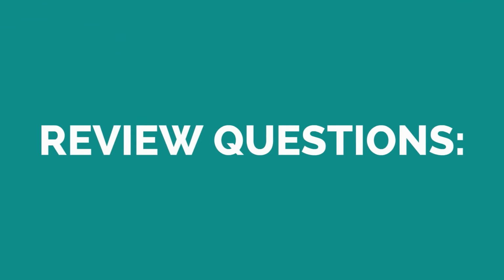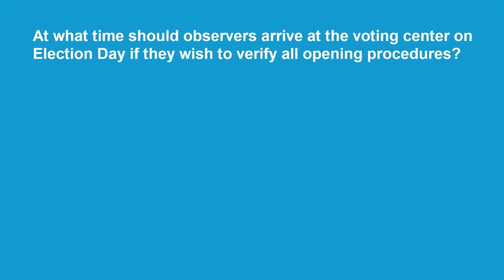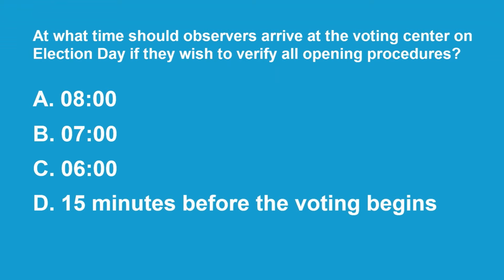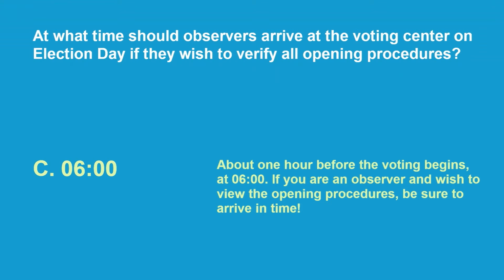Let's review. At what time should observers arrive at the voting center on Election Day if they wish to verify all opening procedures? A. 8 o'clock, B. 7 o'clock, C. 6 o'clock, D. 15 minutes before the voting begins. The correct answer is C, about 1 hour before the voting begins, or at 6 o'clock. If you're an observer and wish to view the opening procedures in full, be sure to arrive in time.